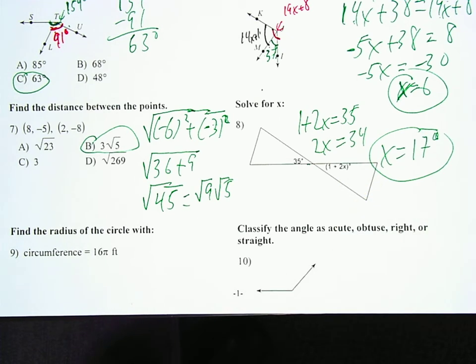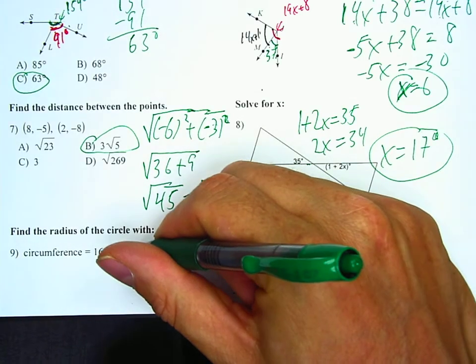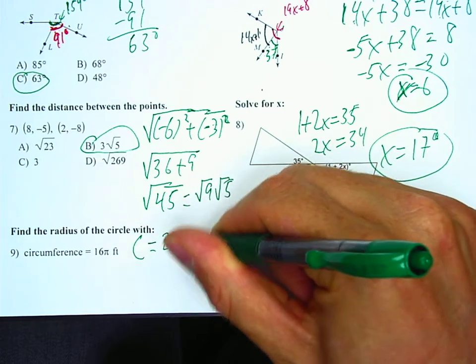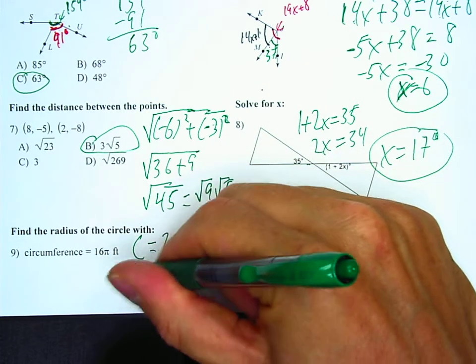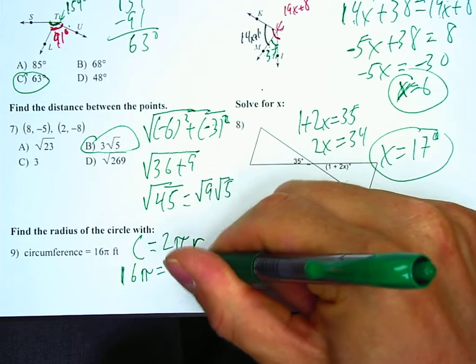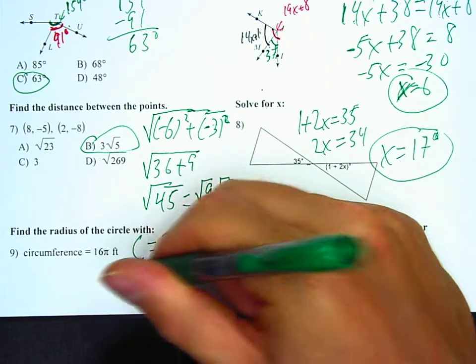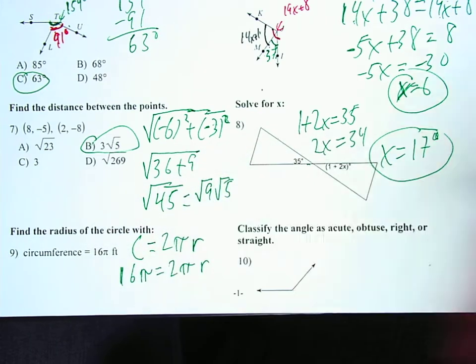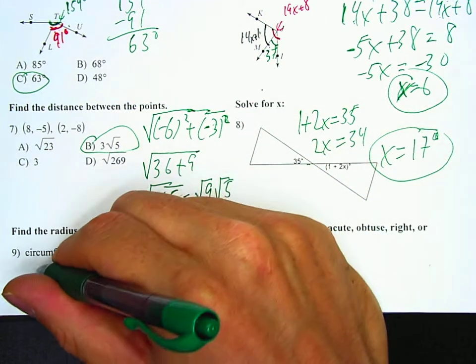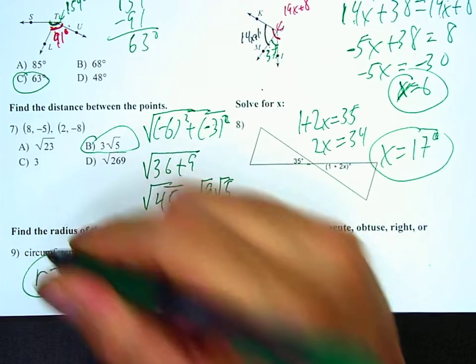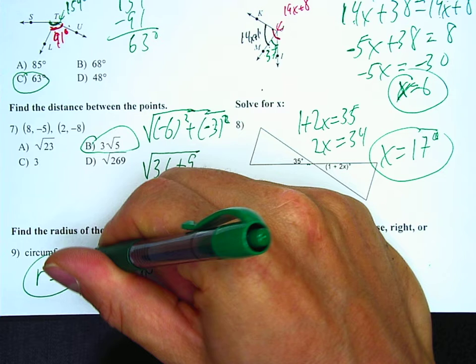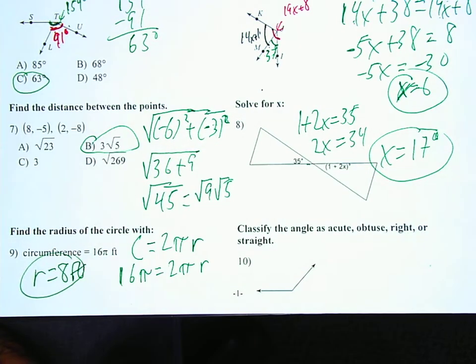All right, next thing, find the radius of the circle with a circumference of 16 pi. Circumference is 2 pi r. C is equal to 2 pi r. So 16 pi is equal to 2 pi r. So I divide 16 by 2, and the pi in this case cancels because it's part of the circumference and it's part of the formula. So r must be 8 in this particular case because 8 times 2 pi is equal to 16 pi. And I should have my answer in feet here. I may be taking off if you don't have the units.